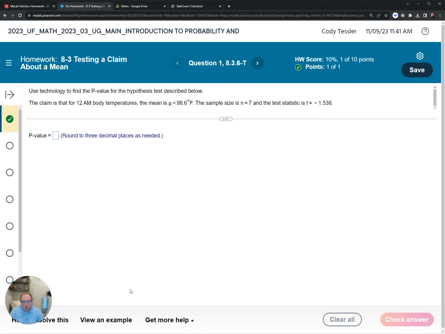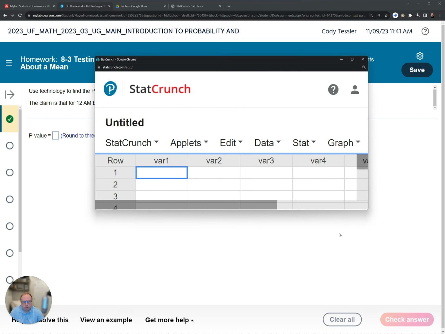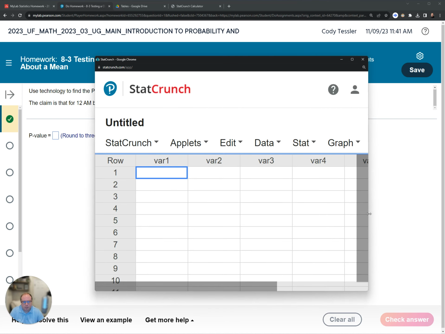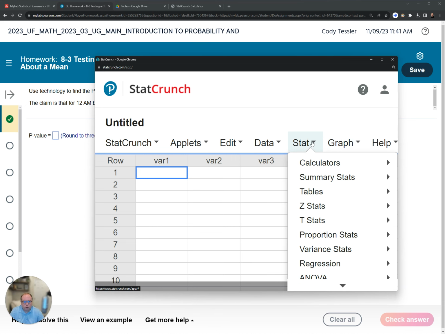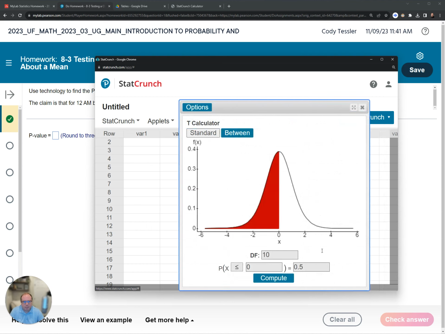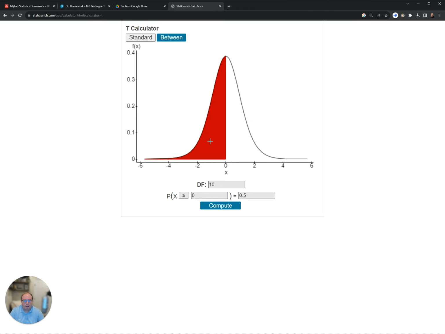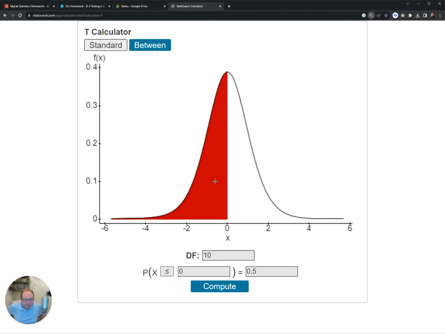To do that, we can go to StatCrunch, and inside StatCrunch, let's look at the whole space. We can zoom that out a little bit. You can go to Stat, Calculators, and down to T, and then you get essentially some prompts that you need to fill out. Another thing you can do is just Google StatCrunch T calculator. It'll be the first result. And I'm going to use this one because it's a little bit bigger.